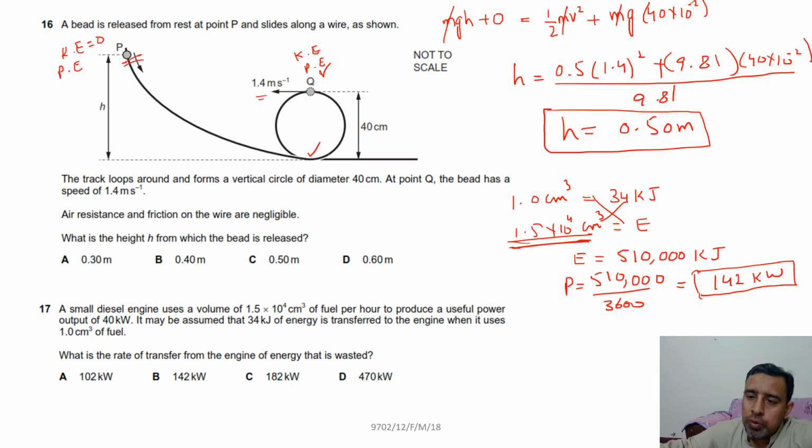1.5 into 10 per 4 centimeter cube of the fuel, the diesel, is burned, and we get the power of 142 kilowatt. But not all of this power is used, only 40 kilowatt is used, and the remaining is the waste one. So the wasted energy per unit time, means the power, is 142 minus 40. The answer is 102 kilowatt. That's why option A is correct.